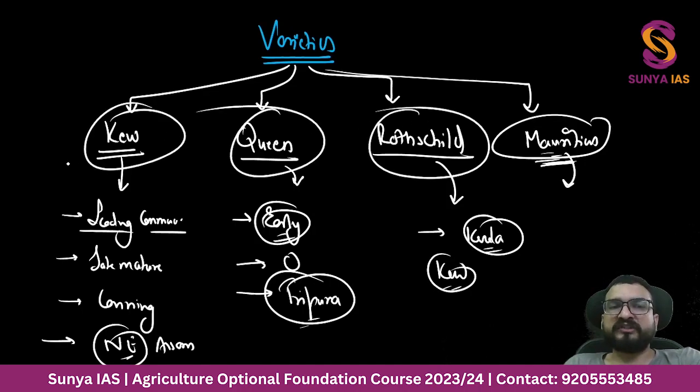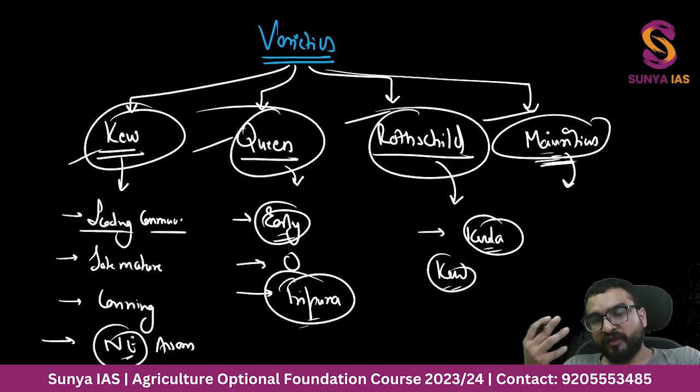Now your job is to see them separately. Just search on YouTube for Kew cultivation, Queen cultivation, Rothschild, Mauritius, so that you can see with your own eyes first hand what is happening, okay? So watch this once.